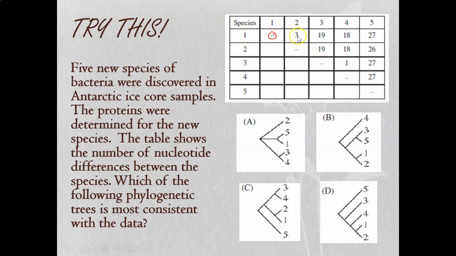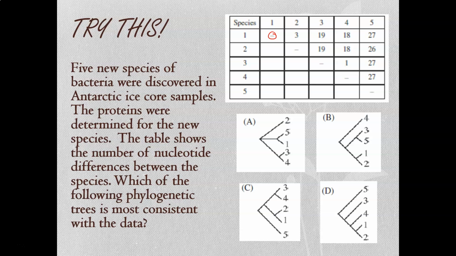If I compare species 1 to species 2, there are 3 differences. Species 1 to species 3, there's 19 differences in their sequence, so on and so forth. Now, we don't have any data down here because you're essentially saying the same thing. It's duplicate data, so 2 to 1 is the same as 1 to 2. So this would just be another 3. It's redundant, and so they don't bother filling in the bottom of that table. You have enough data here.